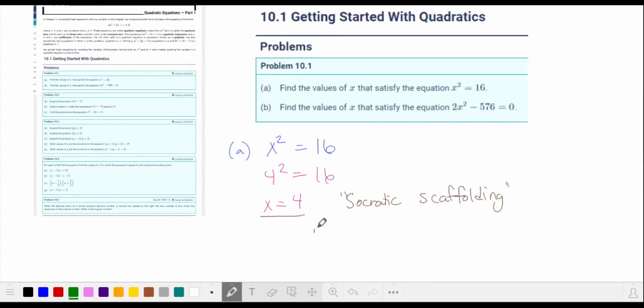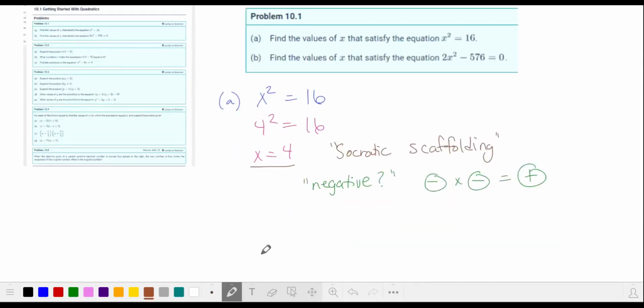I might ask the student if there are any solutions that are negative. I might need to remind them that the product of two negative numbers is a positive number, but I don't sweat it too much. If they don't remember, I'll go ahead and offer, what is negative 4 times negative 4? Hopefully they'll tell me it's 16, and we found our second solution.